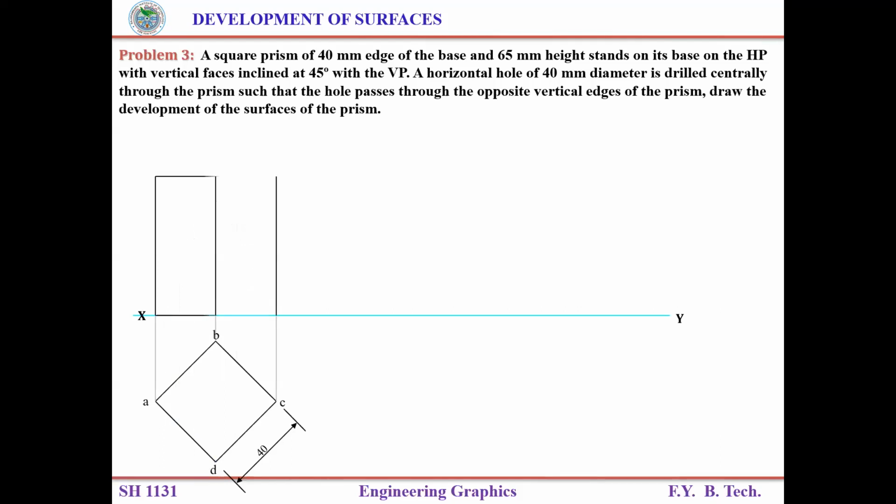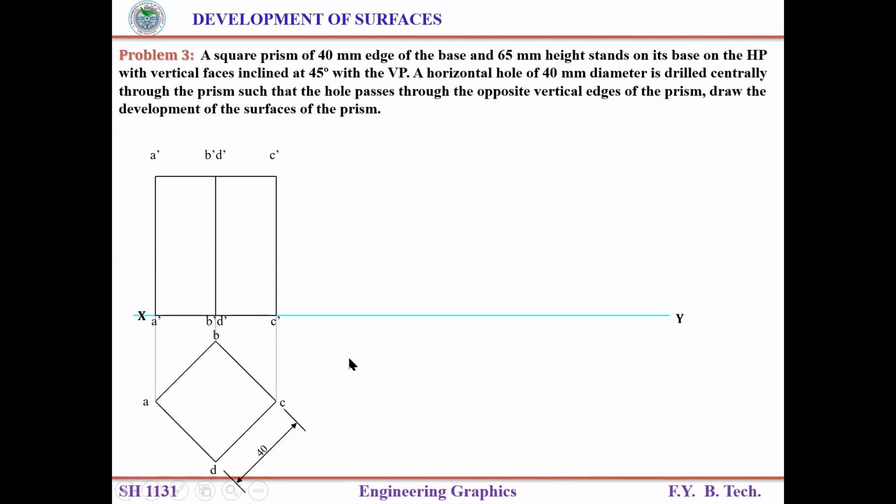Here what is asked: a square prism of 40 mm edge of the base and 65 mm height stands on its base on the HP with the vertical faces equally inclined. These faces are equally inclined, that's why it is 45 degrees. A horizontal hole of 40 mm diameter is drilled centrally through the prism such that the hole passes through the opposite vertical edges of the prism. So one horizontal hole is drilled at the middle of this prism, 40 mm diameter, centrally, and the hole passes through the opposite vertical edges of the prism. Draw the development of the prism.